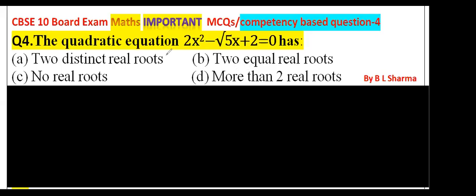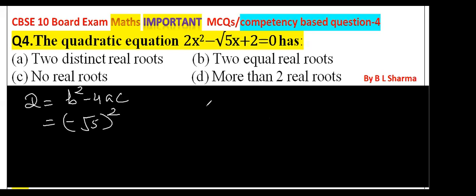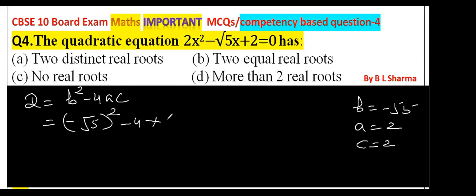The quadratic equation 2x square minus root 5 x plus 2 has what kind of nature of roots? For the nature of roots we have to find out the discriminant, and the discriminant is b square minus 4ac. See here, that is root 5 whole square. The value of b is minus root 5, and a is equal to 2 and c is also equal to 2. Minus 4 into a is 2 and c is also 2.